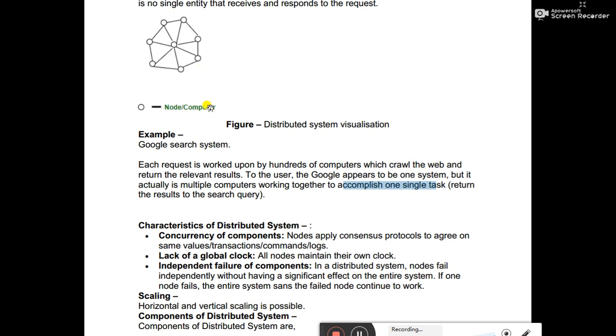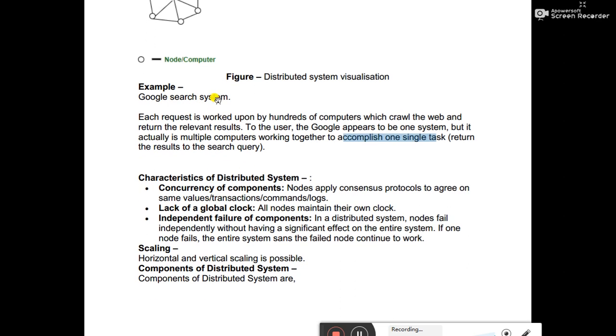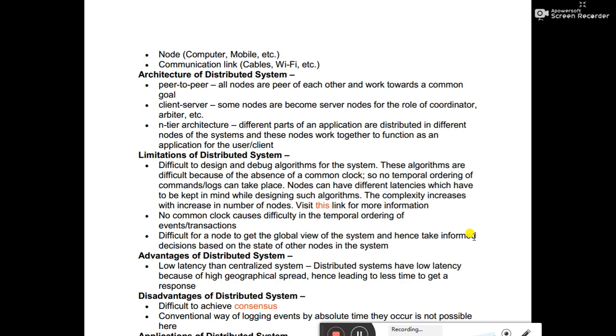So now we can see the differences among the centralized, decentralized and distributed systems. These are different types of information systems depending on the nodes and servers or the architecture. The architecture of distributed system is peer-to-peer, client-to-server architecture. This distributed system follows this type of architecture. There are some limitations also. There are some advantages.